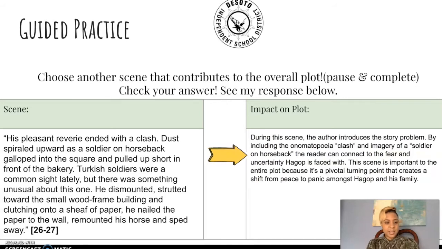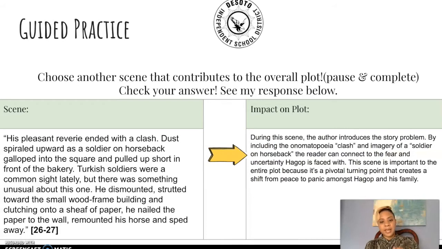His pleasant reverie ended with a clash. Dust spiraled upward as a soldier on horseback galloped into the square and pulled up short in front of the bakery. Turkish soldiers were a common sight lately, but there was something unusual about this one. He dismounted, strutted toward the small wood frame building, clutching a sheaf of paper. He nailed the paper to the wall, remounted his horse, and sped away.